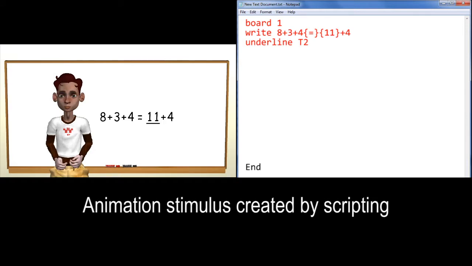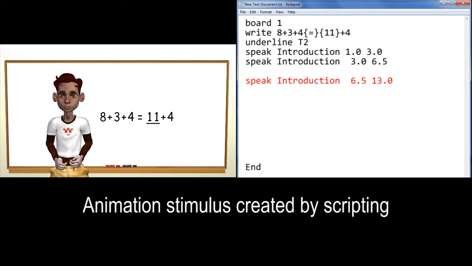First, the script defines the whiteboard. Then, the avatar is asked to speak the introductory sequence by lip-syncing to a pre-recorded audio segment. Hi everyone. Today we're going to learn about the equal sign. The equal sign is a symbol that tells us about the two things on either side of it.